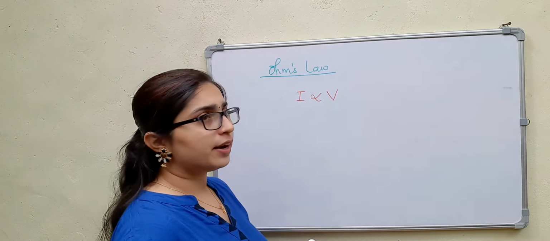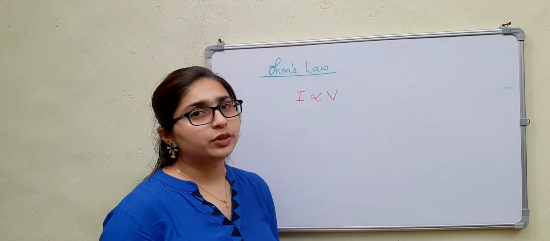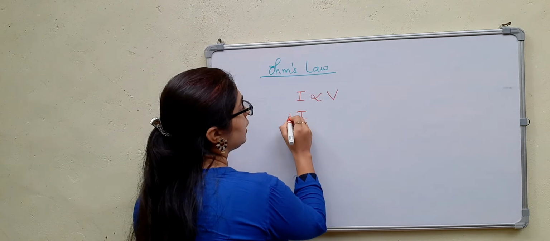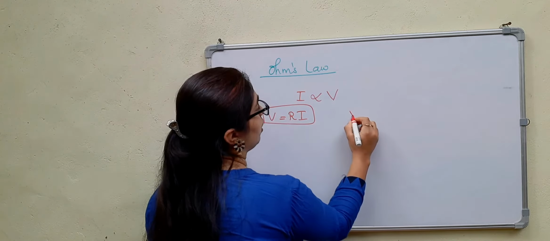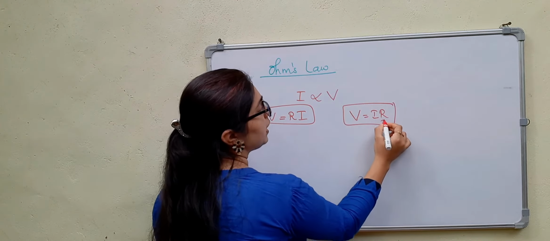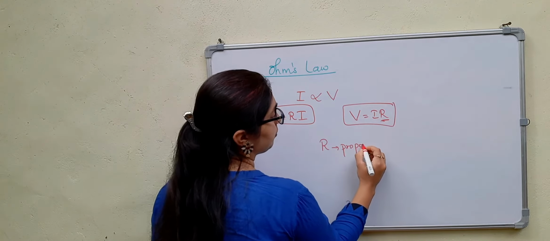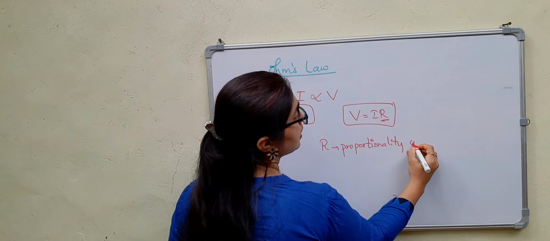So I is the current flowing through the conductor, V is the potential difference across its ends. If I remove this proportionality sign, we get V is equal to IR. That means R is the proportionality constant here. R is the proportionality constant, that is resistance.